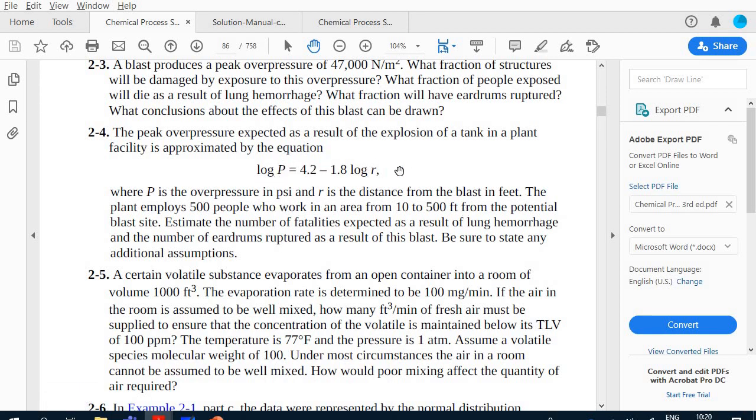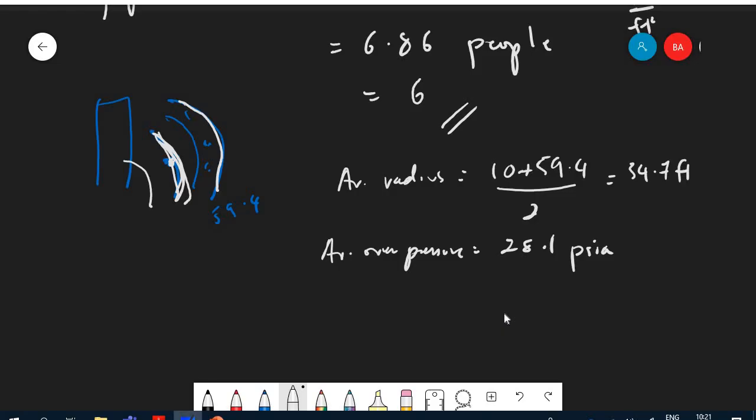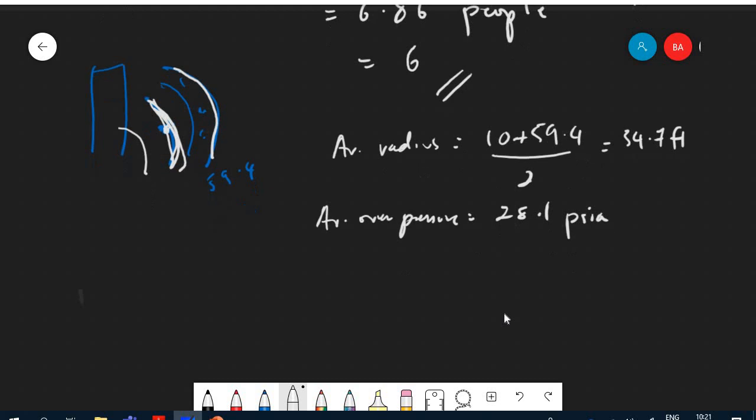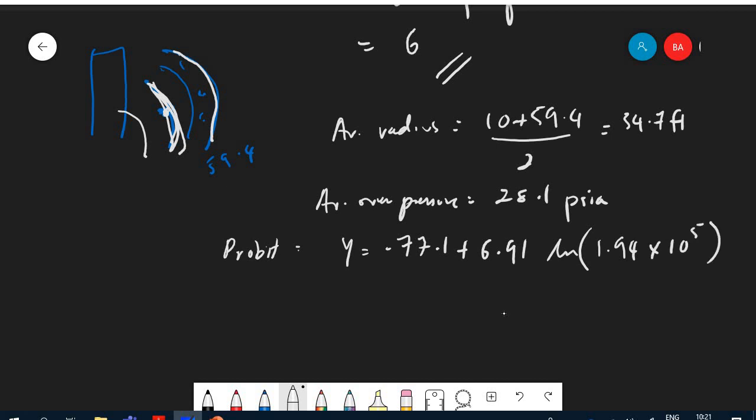So we calculate the overpressure depending on the average radius. So if we calculate the average radius here, we can know how much pressure that we have, and when we calculate that pressure, it will be 28.1 psia. And when you calculate that, we can calculate the probit variable, which is y is equal to minus 77.1. You already now know those numbers. Ln of that pressure, 1.94 into 10 to the power 5. So that was the pressure at a certain radius.